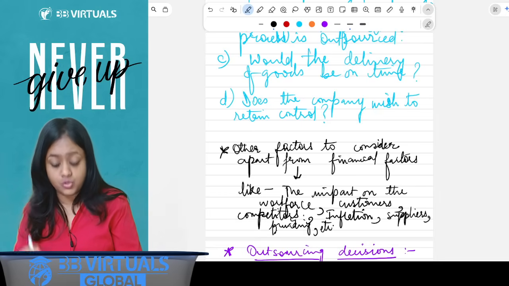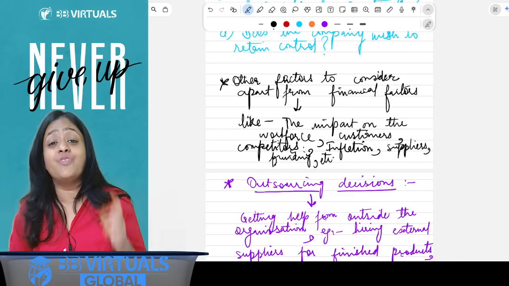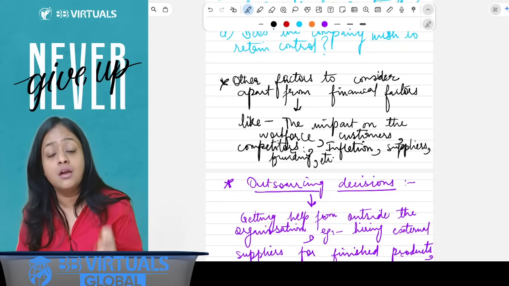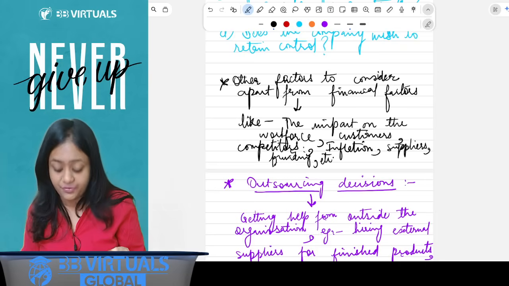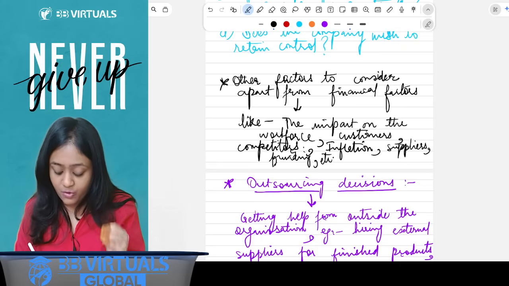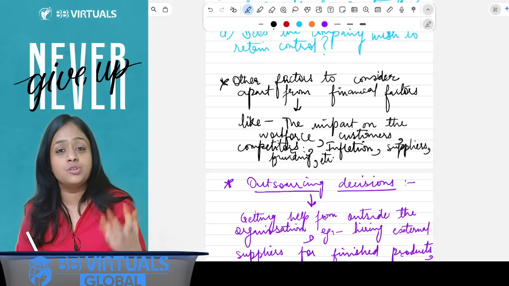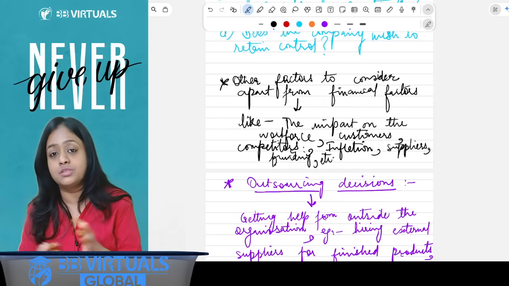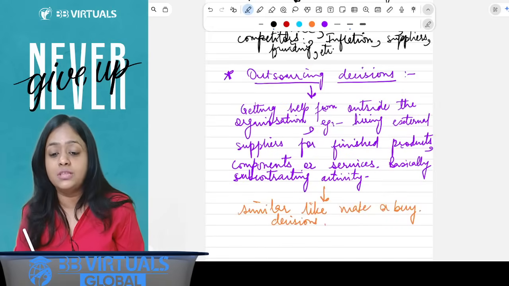if our product is outsourced. Other factors that can be considered apart from financial factors are very important for your section C questions and section A questions here, because generally we focus on financial factors. What about the non-financial factors, like the impact on the workforce of this decision, whether their sentiments are positive or negative, customer satisfaction, especially with regards to delivery and quality, inflation impact, the supplier's resources, supplier's capacity, supplier's technical position, supplier's funding, all this will affect.